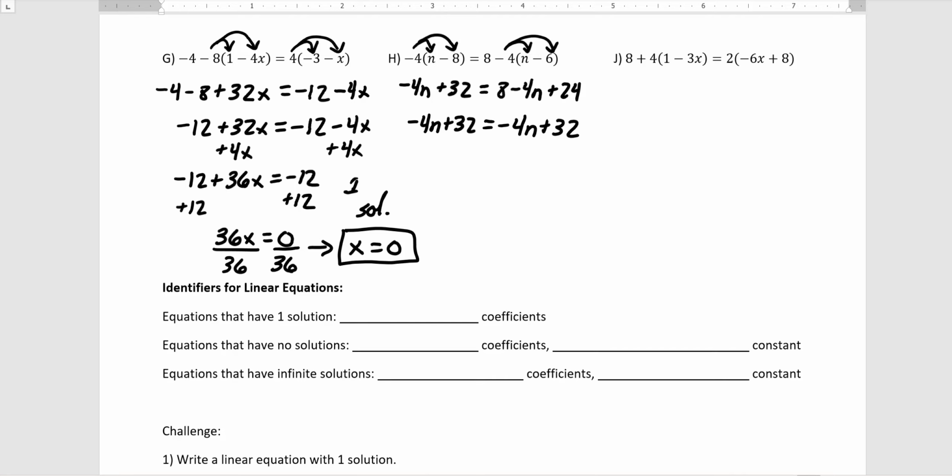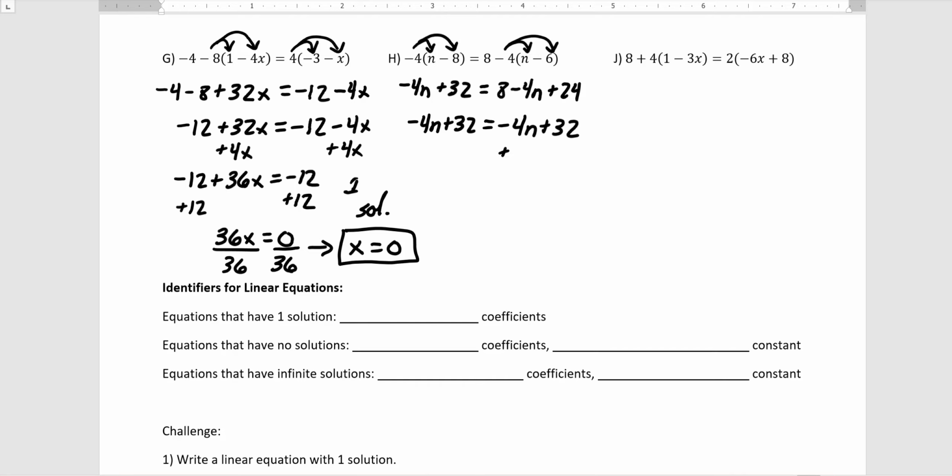Oh, I see what's happening here. Notice right here, you can actually stop your algebra right here if you wanted, because -4n plus 32 is the exact same as -4n plus 32, right? These two equations represent the same line, which means what? Right? This is going to be infinite solutions, right?